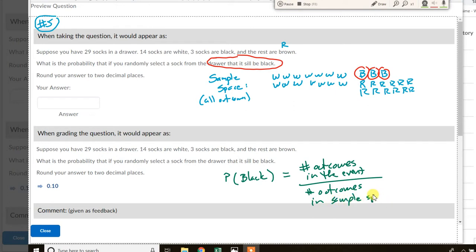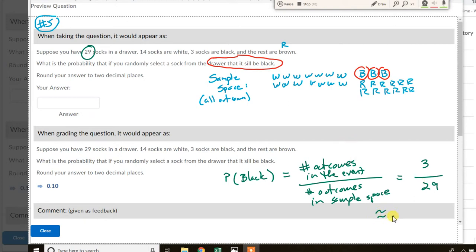Okay, so what is the size of the sample space? Well, they told us, 29. And we see it from the picture. Okay, how many of these are the outcomes? How many of these 29 outcomes are in the event? Black sock. And the answer is 3 of them. And we're done. Okay, 3 over 29 is, I'm getting 0.103.